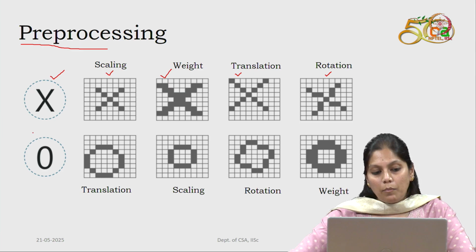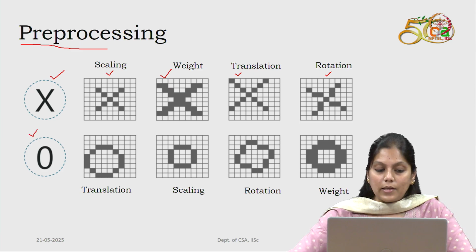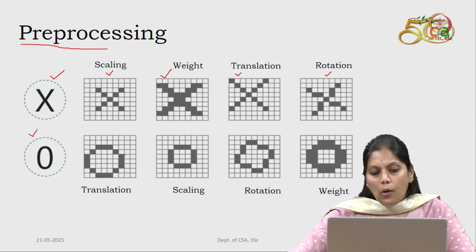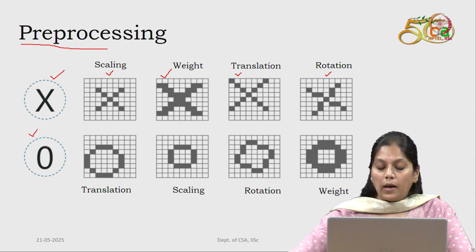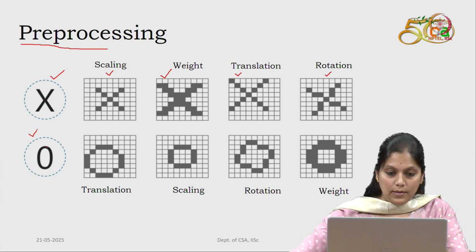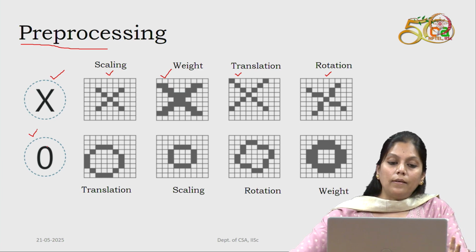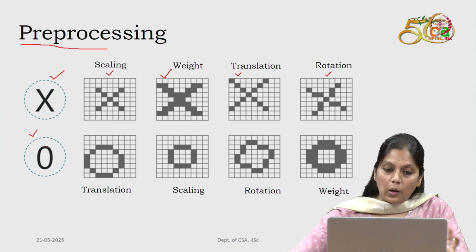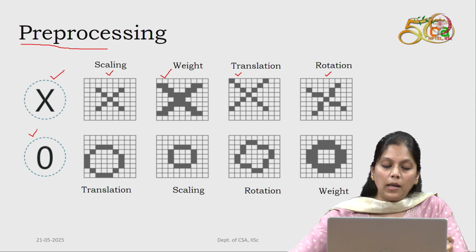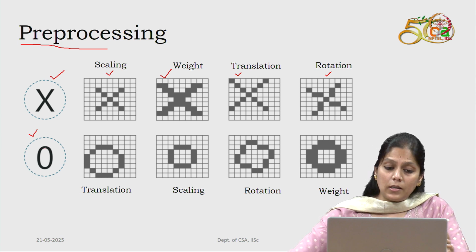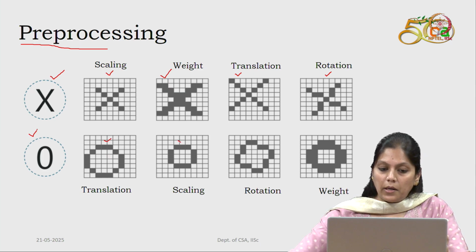Similarly, let us take one more example, which is O, or you can read this as 0. If you see, all these are different orientations of this particular input. A human eye can identify this, but when you are building an algorithm, for a system, for a model, this image is different from this particular image.